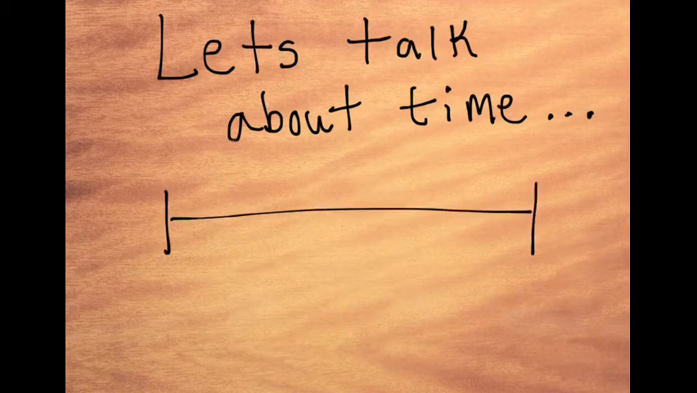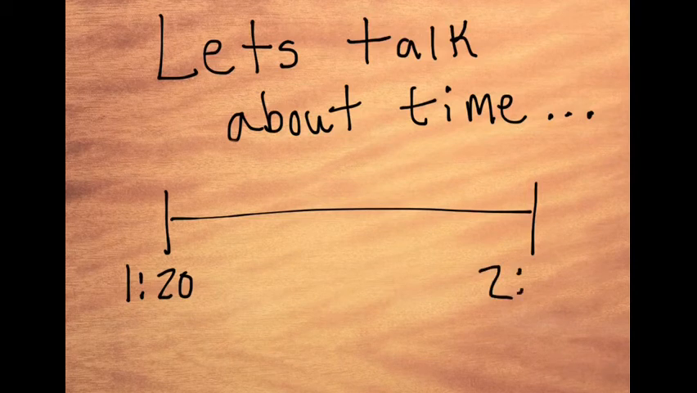Again, we're going to be using an open number line. And this time we know the start and the end, so we're going to label both the start and the end. Let's say I start at 1:20 and I end at 2:05.